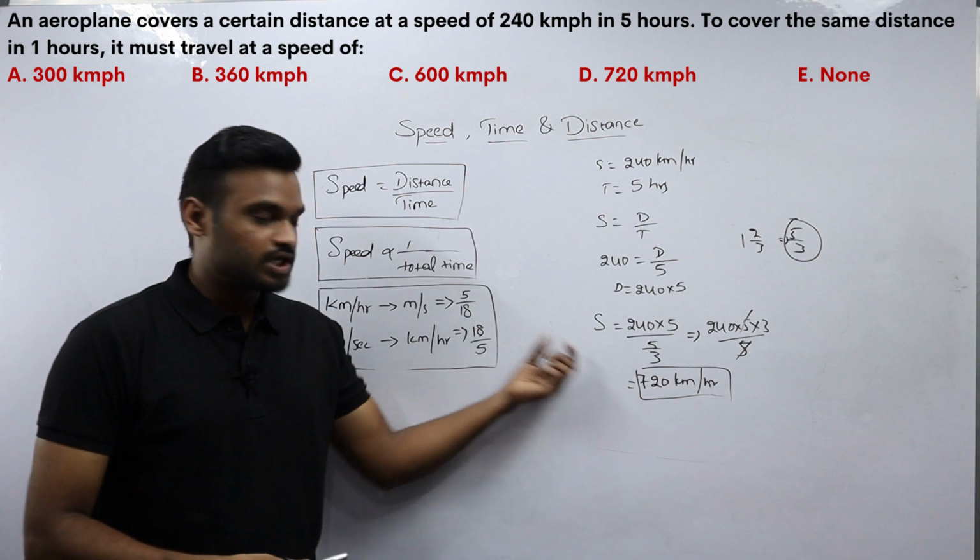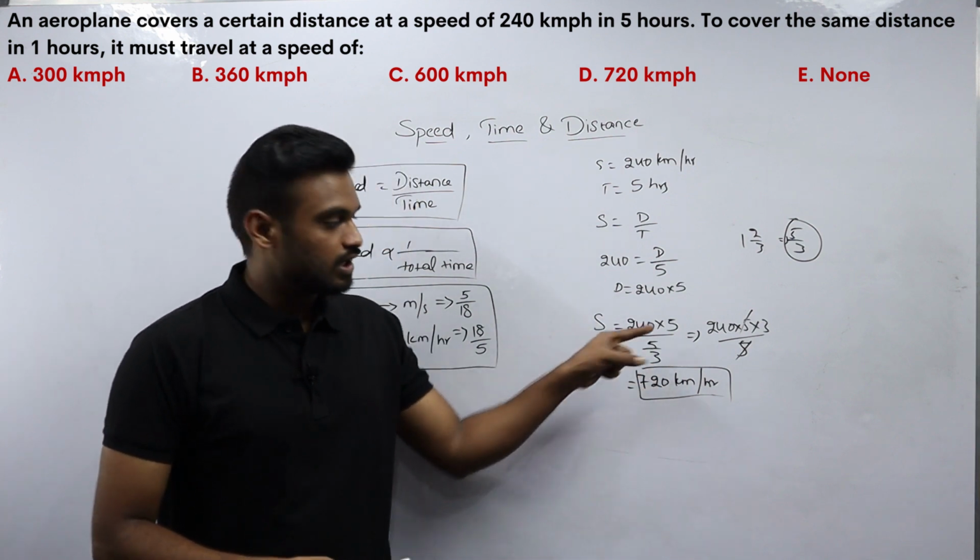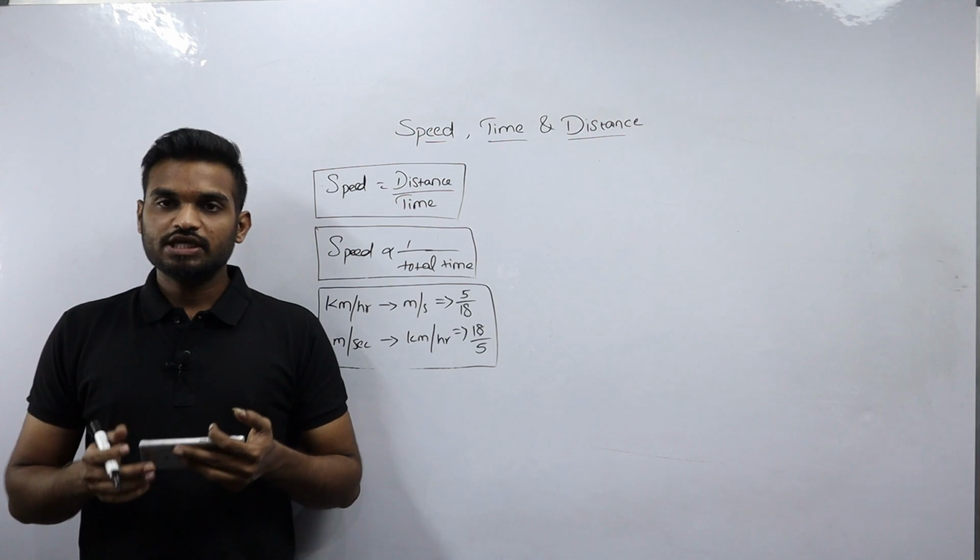So the speed required is 720 km per hour to cover the same distance in 5 by 3 hours. Now let's see the fourth problem.